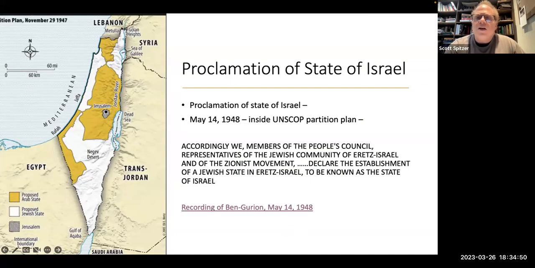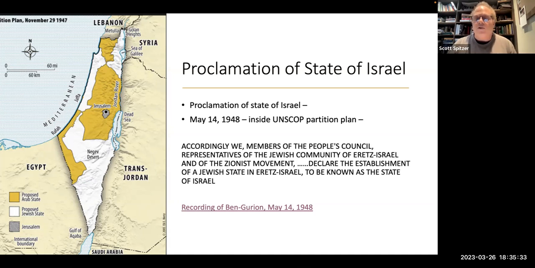The Declaration of Independence goes on to say some really important things, so I just have to read a little bit more. The state of Israel will be open for Jewish immigration and for the ingathering of the exiles. It will foster the development of the country for the benefit of all its inhabitants. It will be based on freedom, justice, and peace, as envisaged by the prophets of Israel. It will ensure complete equality of social and political rights to all its inhabitants, irrespective of religion, race, or sex. This is in 1948. It will guarantee freedom of religion, conscience, language, education, and culture.